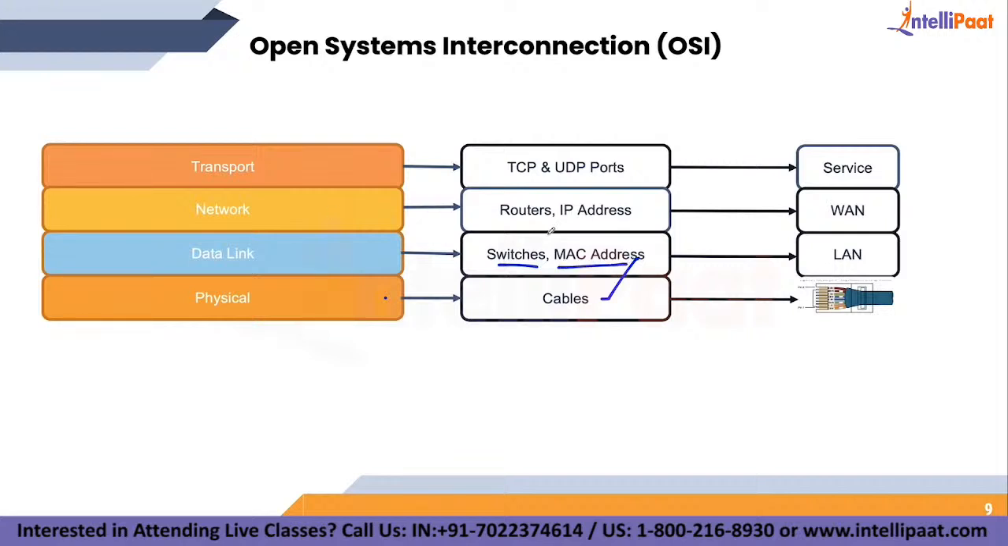In the network layer, it will go with the routers and the IP addresses. And the transport layer will go with the TCP and UDP protocols. So this is where we call it a LAN. This is where, when a router comes in, we call it a WAN, because a router would only be involved when two different networks need to connect, right?